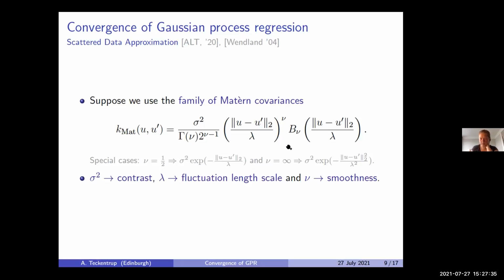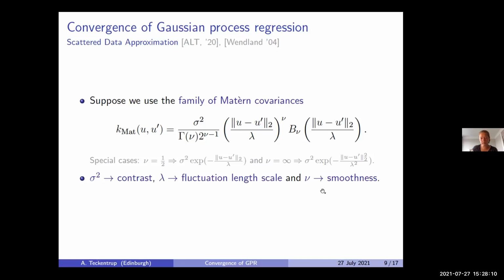It does simplify in some special cases. When the nu is equal to 1/2, it simplifies to the exponential covariance function. So this is the covariance function of the Ornstein-Uhlenbeck process in one dimension. And here, when nu equals infinity, you end up with the squared exponential or Gaussian covariance function. So those are some of the special cases that you get. It does simplify for some other values of nu as well.